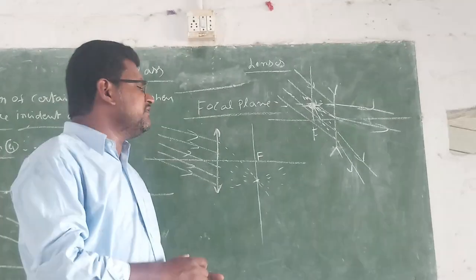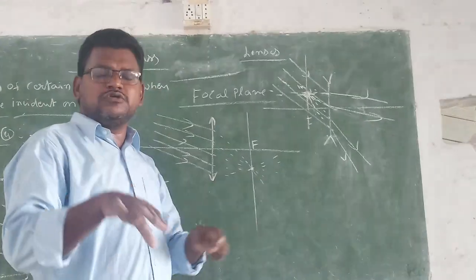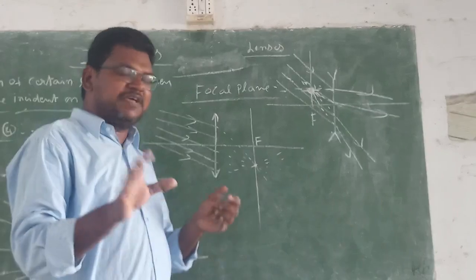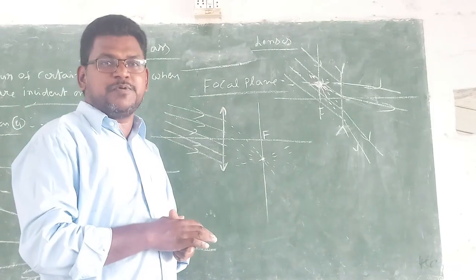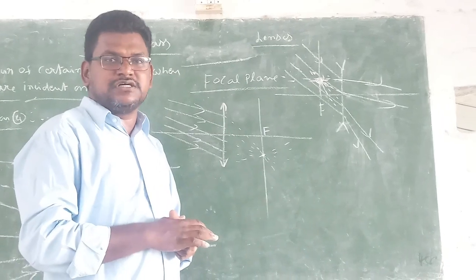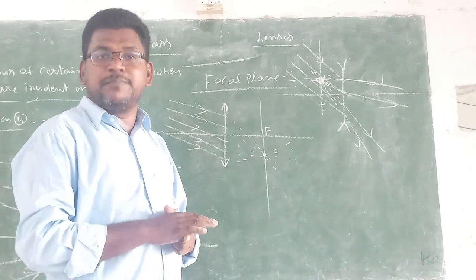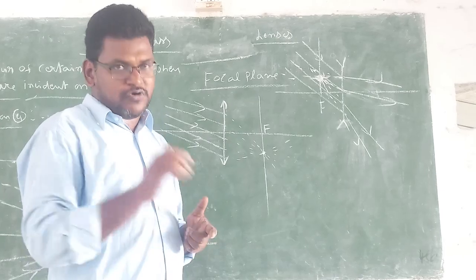That means if the incident light rays are parallel to each other but not parallel to the principal axis, after the refraction they converge in a focal plane but not at a focus. Okay.